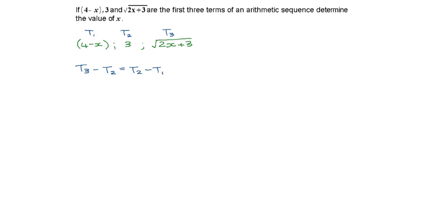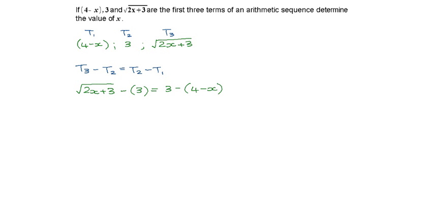What is this really going to look like? We're going to have the square root of 2x plus 3, minus, and notice I'm putting term 2, which is the value of 3, in brackets, because that negative sign is going to change the sign of the number that comes afterwards. This is equal to 3 subtract, again in brackets, 4 minus x. It doesn't look too big or too messy.